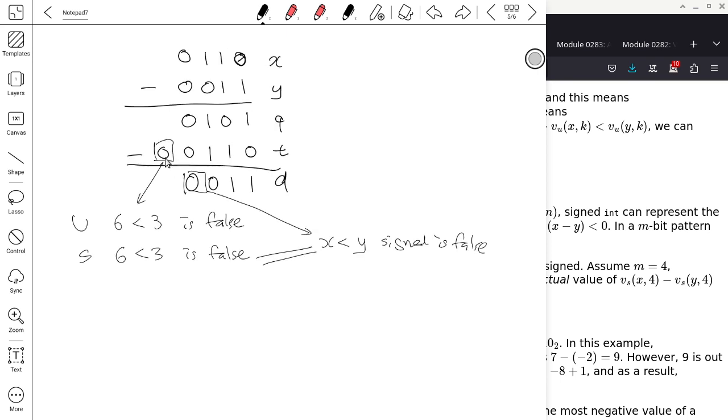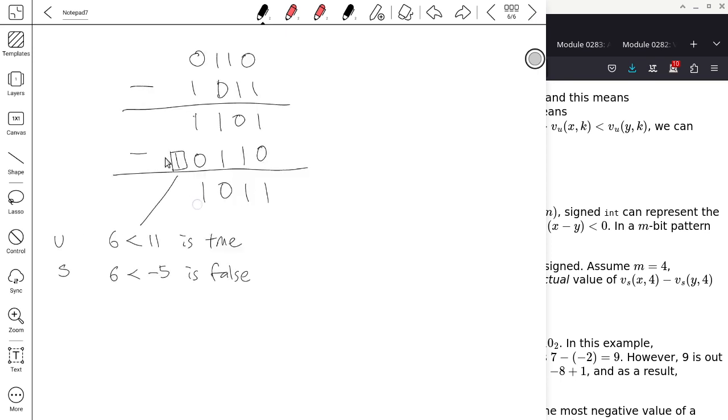But we have one last example here as well, okay? This is our last example. So this one suggests that x is less than y signed is true, but we know that is not the case, because in this case, x is representing 6, y is representing negative 5 using the signed interpretation. By manually comparing, we know that 6 is less than negative 5 is false. But when you look at the sign bit of the difference, which is D3, it tells us that x is less than y signed is true. So now we have some cases that worked, where the sign bit of the difference alone is telling us the correct answer. And then there are other cases where it does not tell us the correct result.